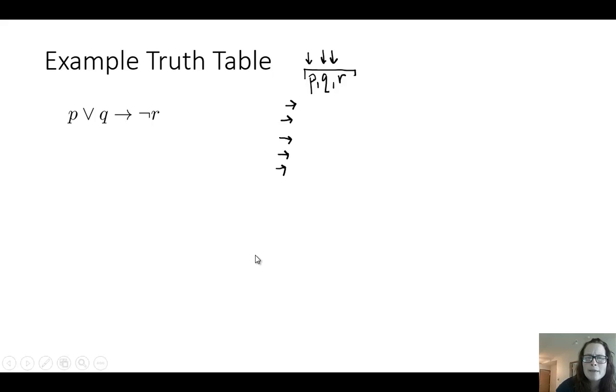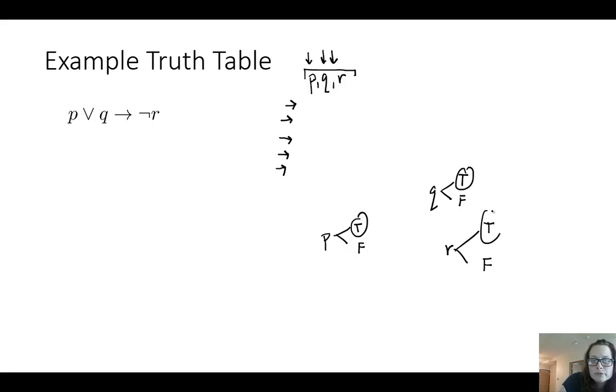I want you to take a moment and think about how many truth value combinations are possible. P can either be true or false because it's a proposition. Q is either going to be true or false because it's a proposition and it must either be true or false. R also is going to be true or false. So go ahead and try listing them. I could have true, true, true, right?